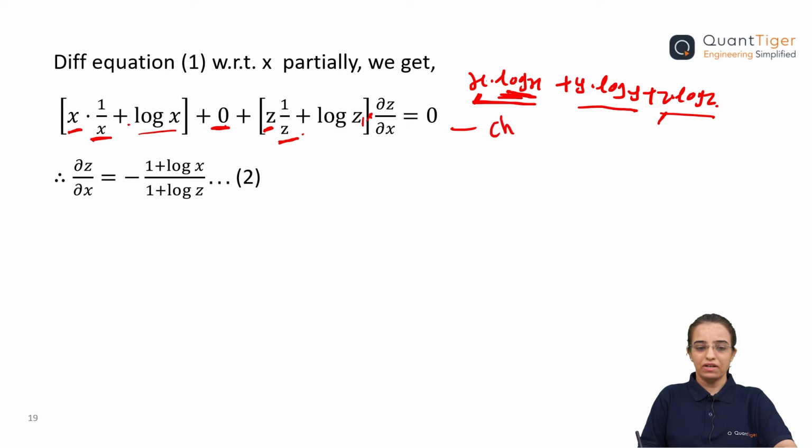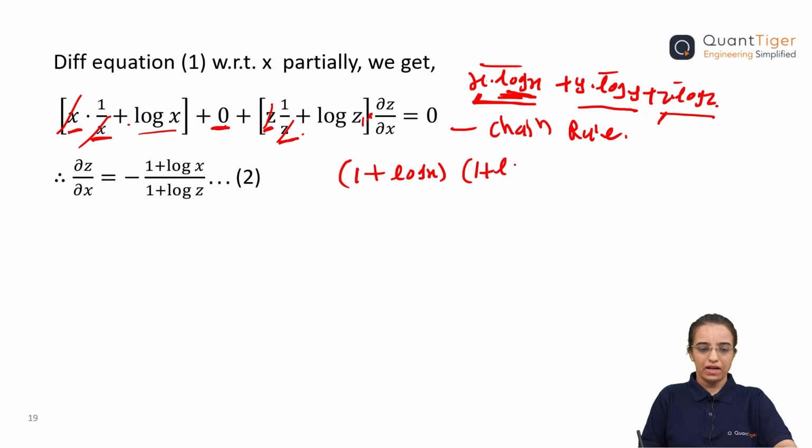So I have applied the simple chain rule over here for each of these terms. Now if you see, this x and x we can cancel out, and this z and z I can cancel out. So what I will get here is, in the first bracket, 1 plus log x, and in the second bracket, 1 plus log z into del z upon del x, which is equal to 0. There should be a plus sign here in between.